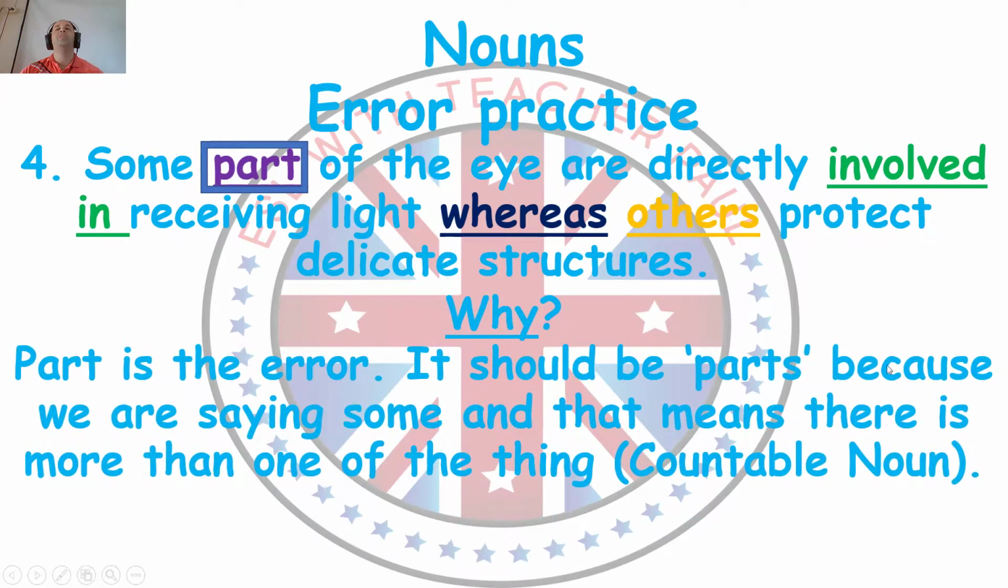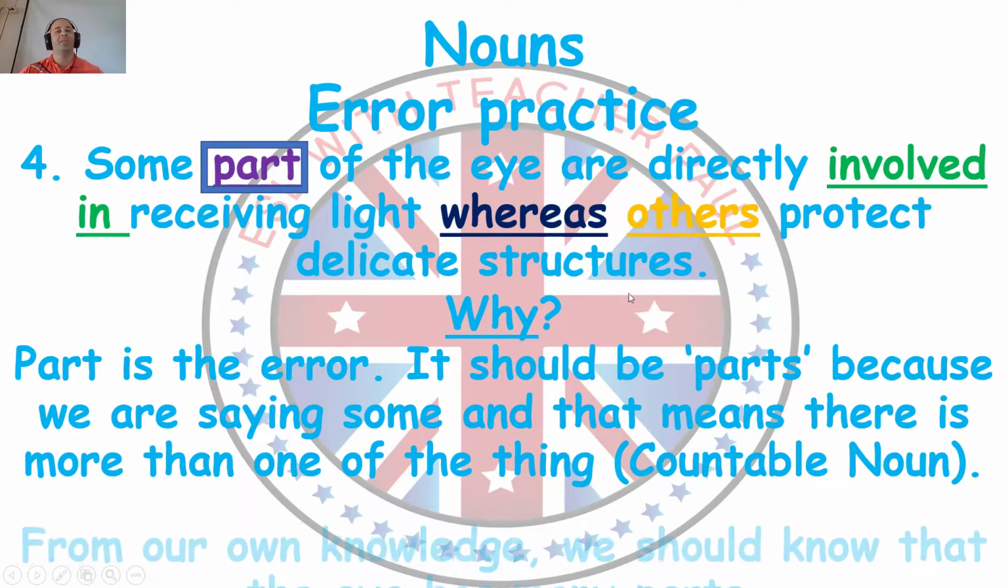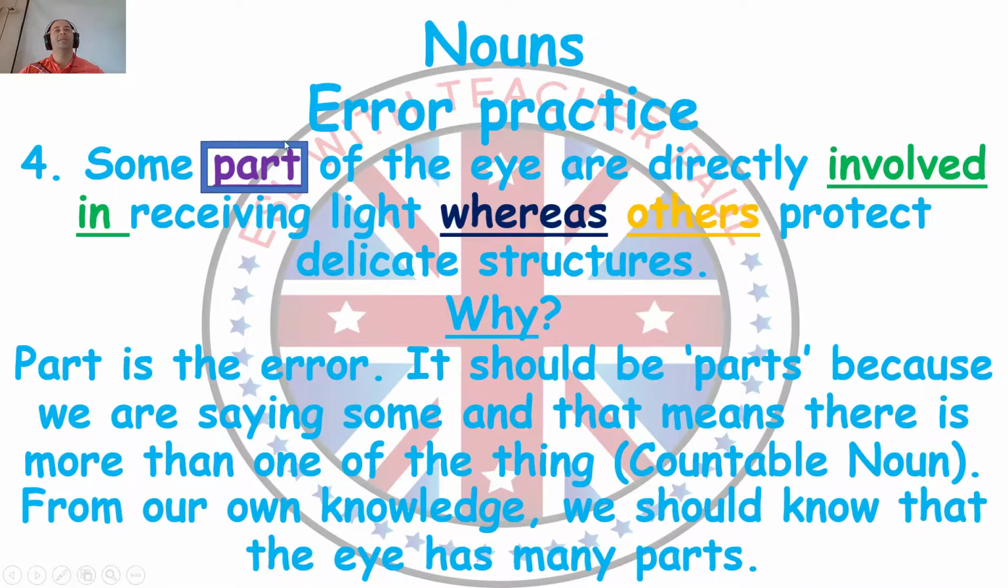Okay, it should be parts because we are saying some of it, okay? It means there are more, more than one of the thing or more than one part. It's a countable noun, okay? Parts of the eye, okay? And in our own knowledge, we know that the eye has many parts, okay? Such as the iris, the pupil, okay? So we can guess that part is the error straight away. And if we trust our knowledge, we can do it much faster, okay?